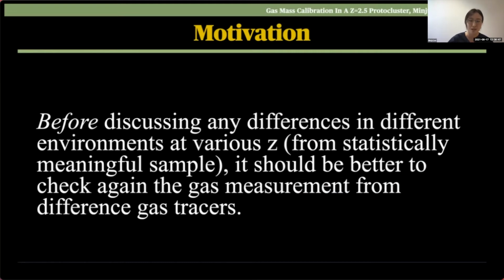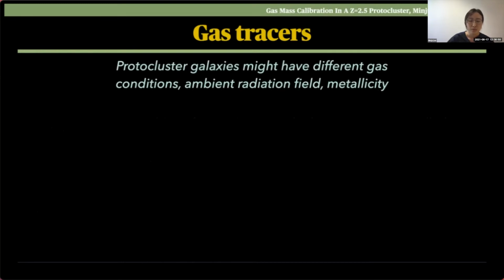That's my simple-minded motivation. The background is that protocluster galaxies might have different gas conditions, ambient radiation field, metallicity, and so on, compared to galaxies at similar redshift. So are we really sure about using the same gas recipe for the protocluster galaxies? This is the question that I would like to test. For galaxies well above the main sequence, which are often located in protoclusters, it is quite obvious to use the Ulirg starburst conversion, but for the main sequence galaxies, it's less obvious.